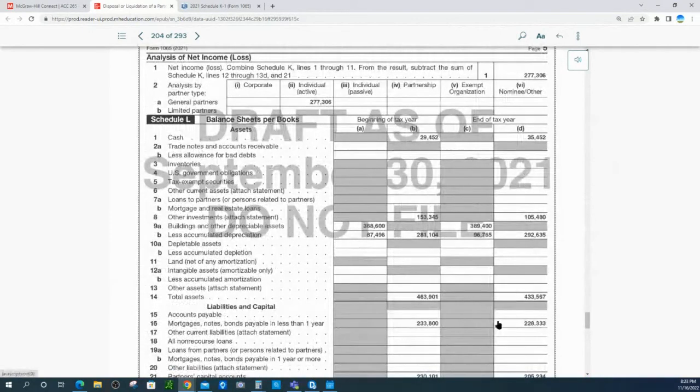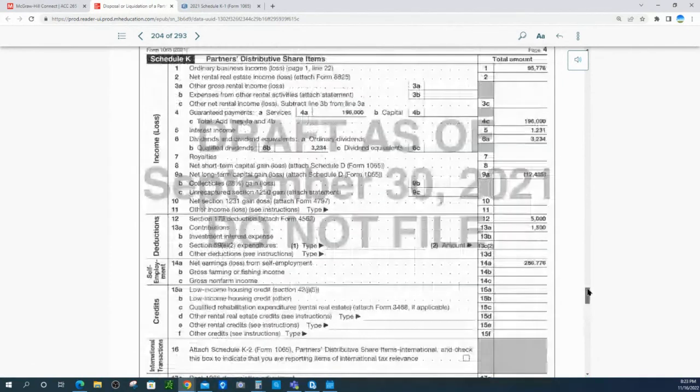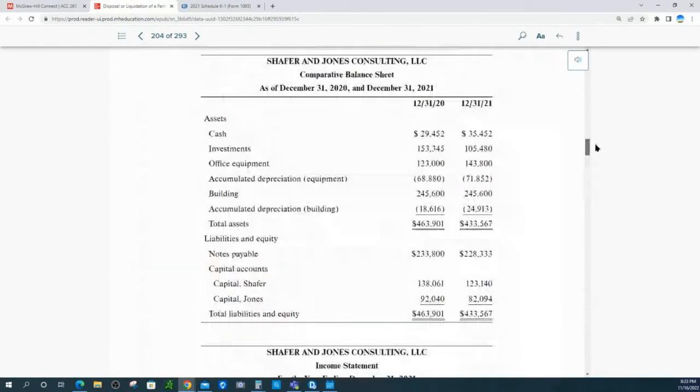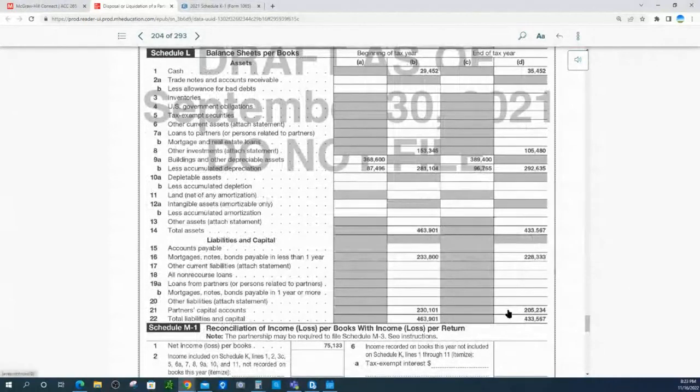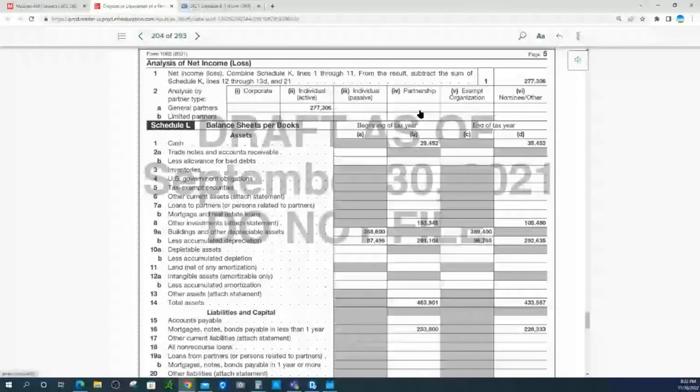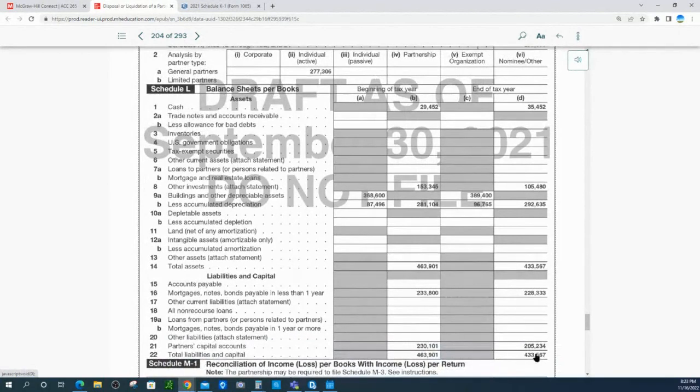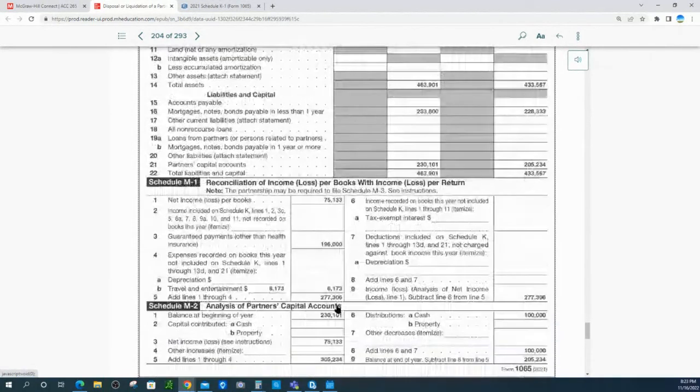Balance sheet, this is the balance sheet. Everything is entered from the financial statement. So whatever was up here on this balance sheet, all of this gets entered on the tax return. So 433,567, 433,567. So you see we've got 2 years worth here. We've got beginning of tax year and end of tax year. So essentially this is the end of last tax year, right? And so all of this should look exactly the same as that financial statement balance sheet.